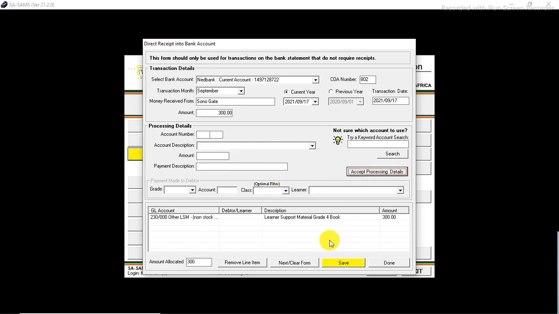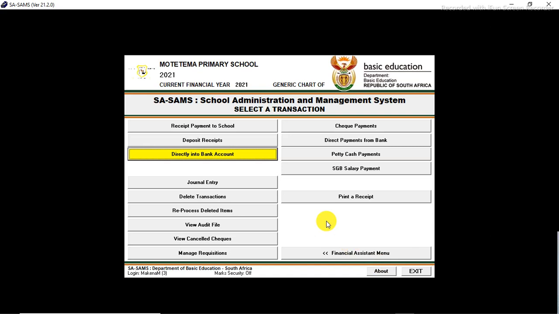Notice it is not saying issue a receipt, because for you to issue a receipt, you would have to issue that receipt to the learner. You are not issuing the receipt to the learner because the money was not given to you. It was deposited into the school's bank account. So you simply say yes, then you are done.